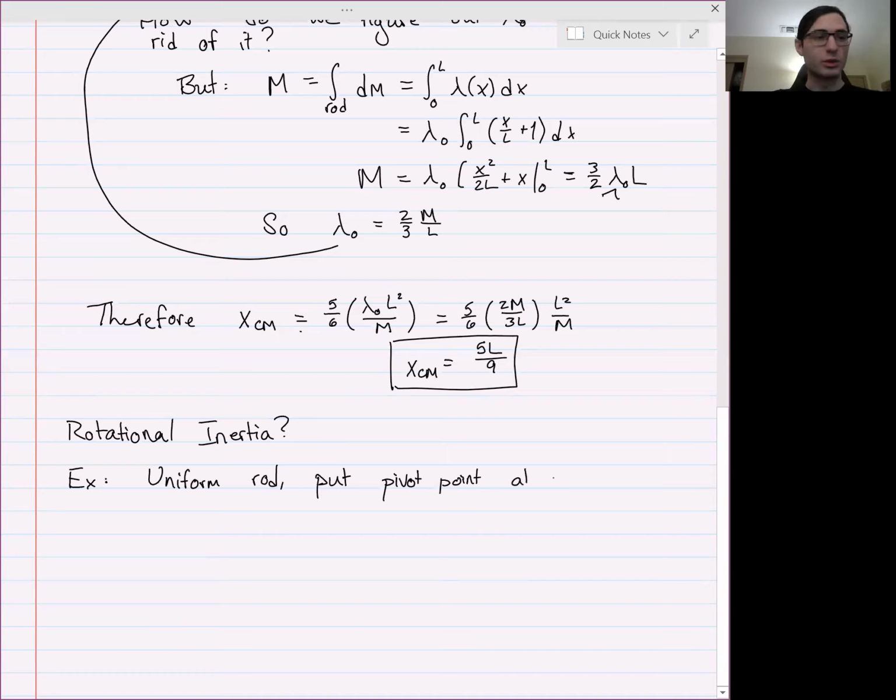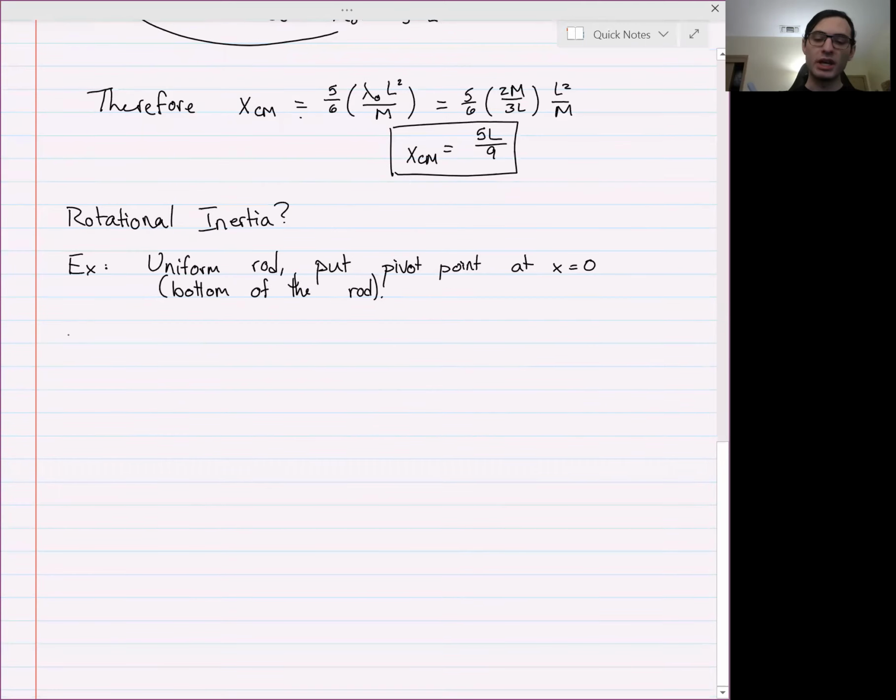We're going to put it at x equals 0, which is the bottom of the rod, so that we're using a consistent coordinate system. So the picture is you have your rod, you have x equals 0 at the bottom, and our pivot is right there. Imagine that this is the moment of inertia that this object would have if it were swinging around that pivot point. Then we have x equals L up here.